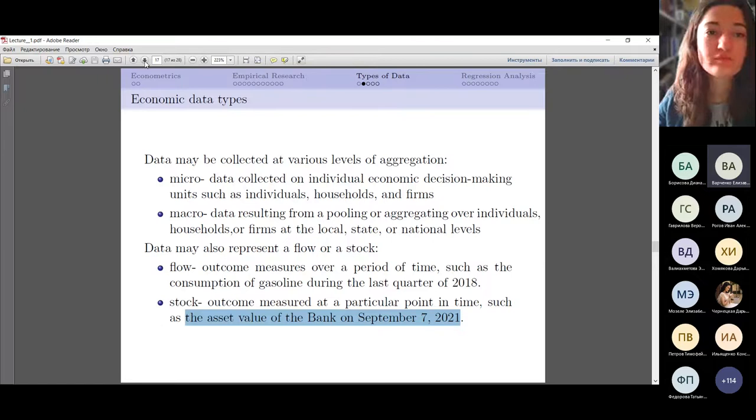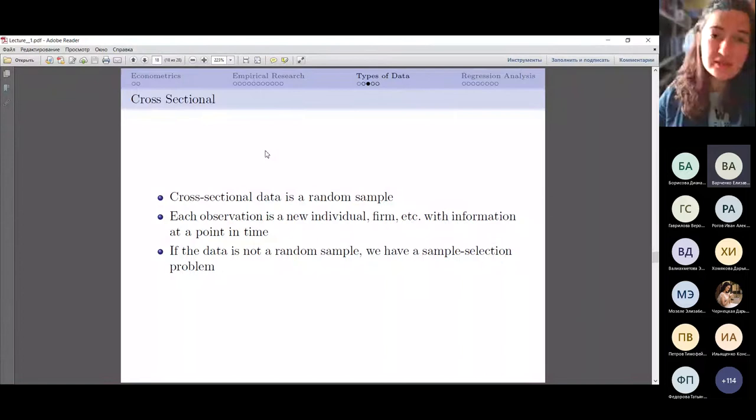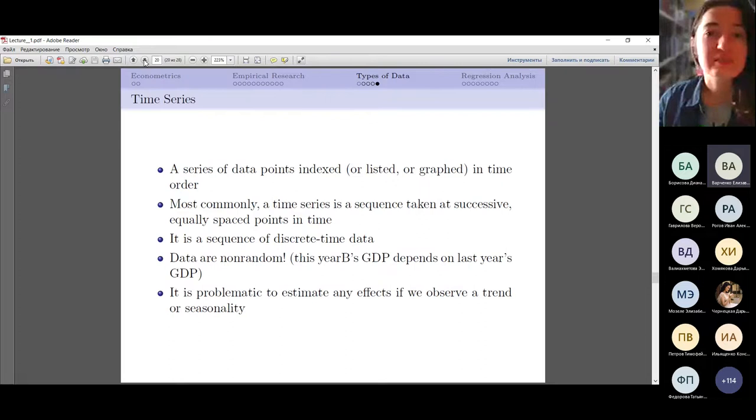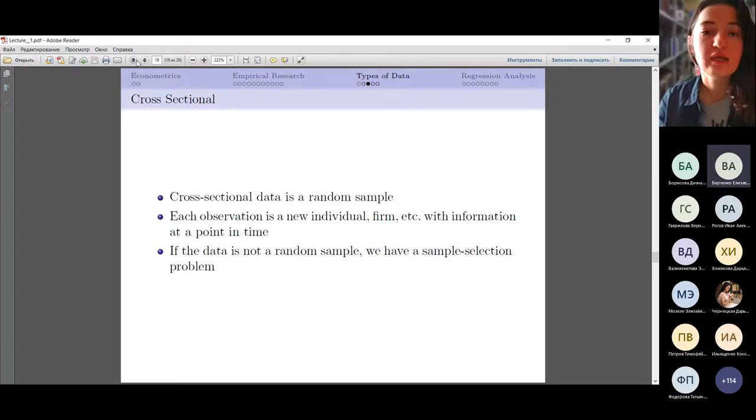So in econometrics, as well as in other courses, we can divide all types of data into three main groups. The first group is cross-section data. The second group is panel data. And the last group is time series. So let's discuss all of these groups a little bit. First, cross-sectional data.